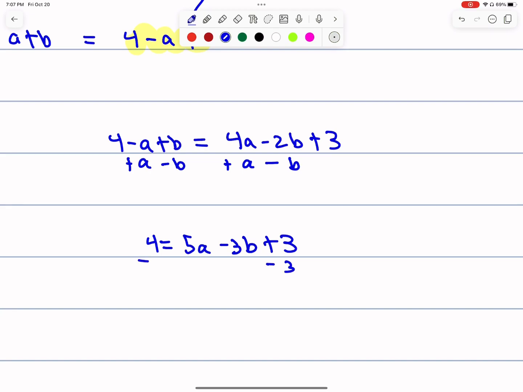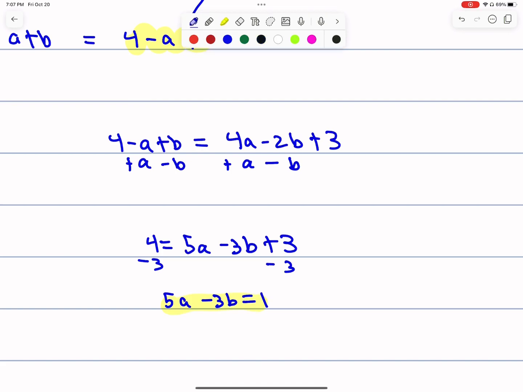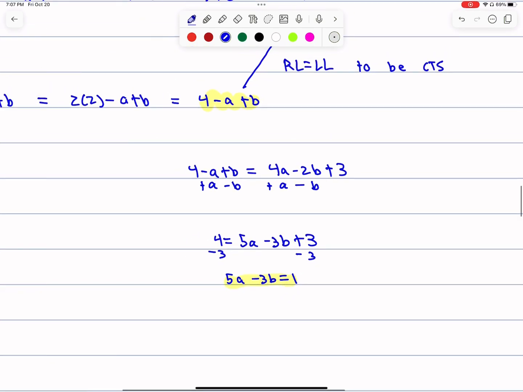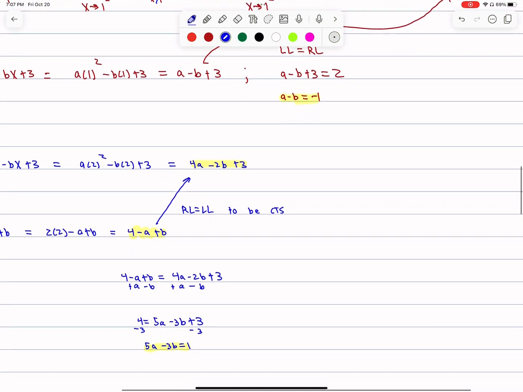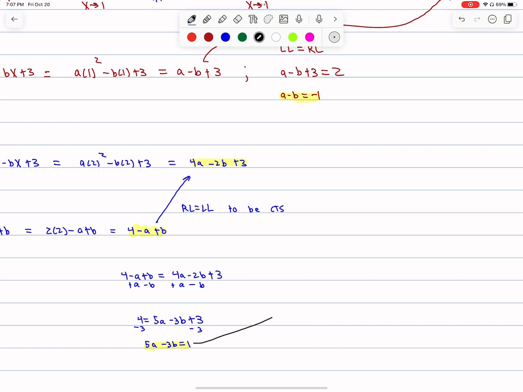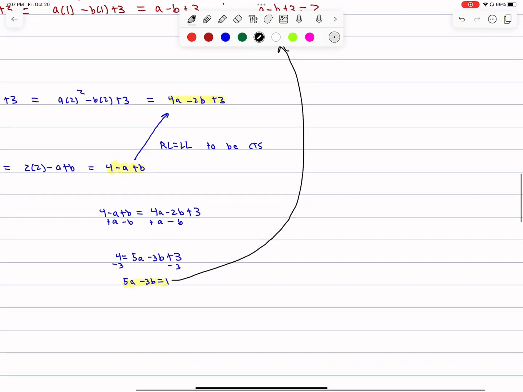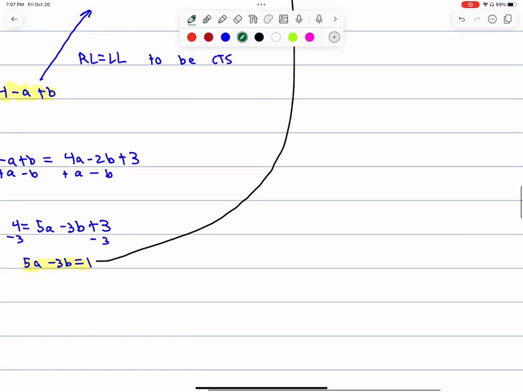So once again, you can move the 3 to the left side by subtracting. Then you're left with 5a minus 3b equals 1. And once again, you have another important piece to your puzzle, so you highlight that. So now that we have the limits for 1 and 2, we are able to set up a system of equations with both of these equations. That's why I highlighted them, to keep track of them.